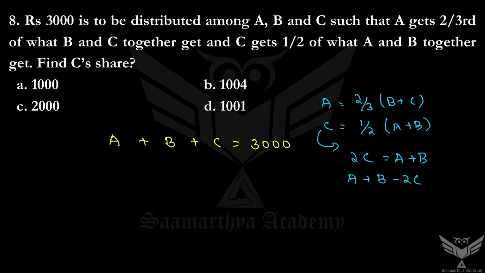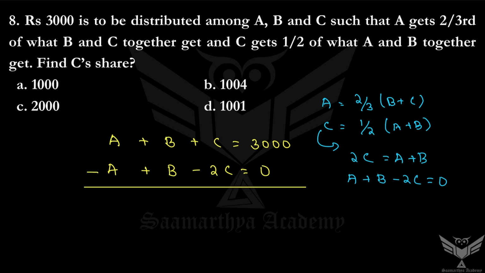or A plus B minus 2C is equal to 0. Take this equation and put it here: A plus B minus 2C is equal to 0. Now solve. Just subtract, you'll get your answer. A gets cancelled, B gets cancelled. C minus of minus 2C will become plus, that is 3C equals 3000. Clearly C equals 1000.